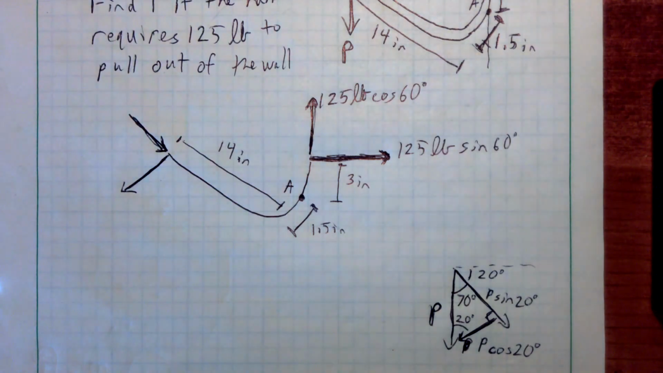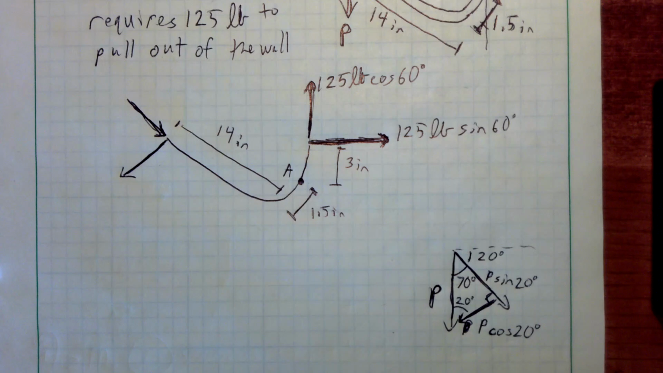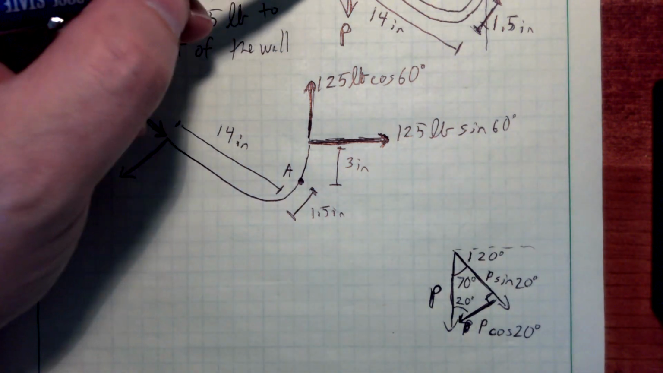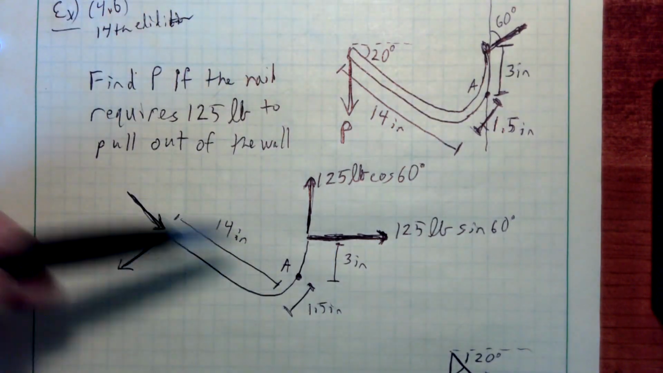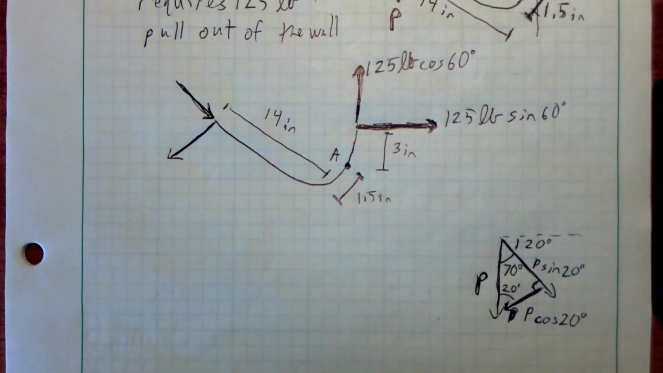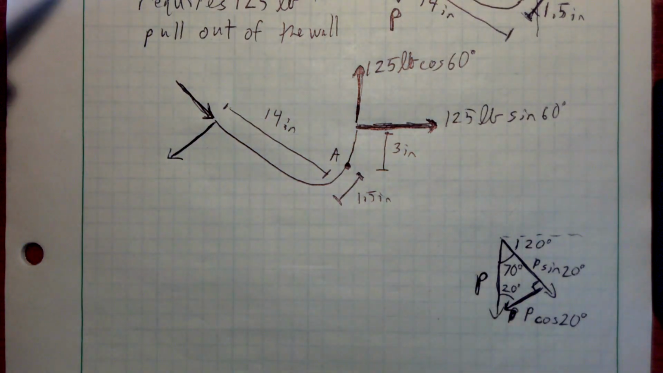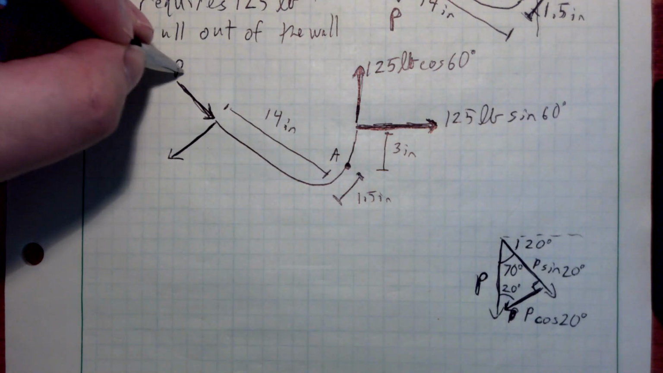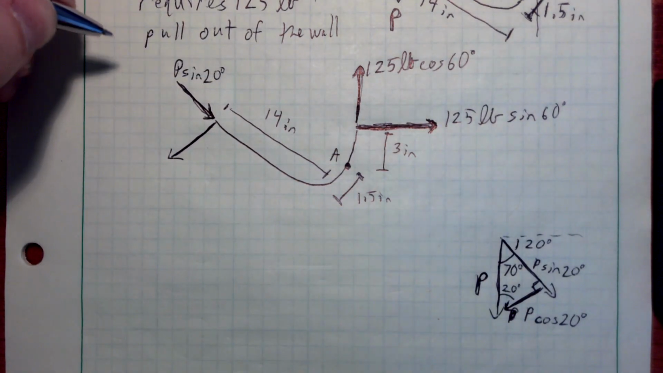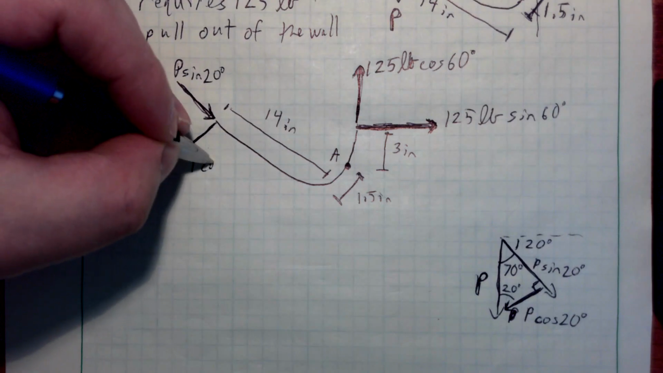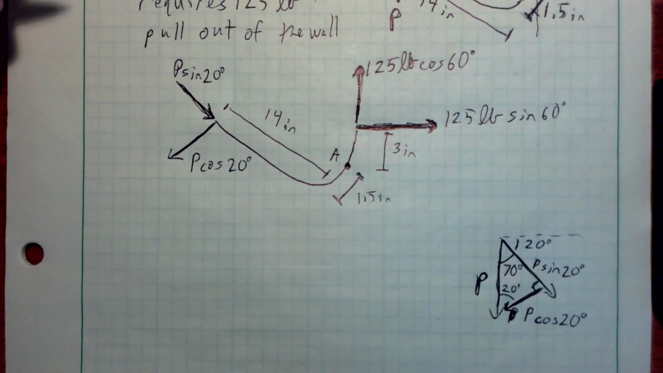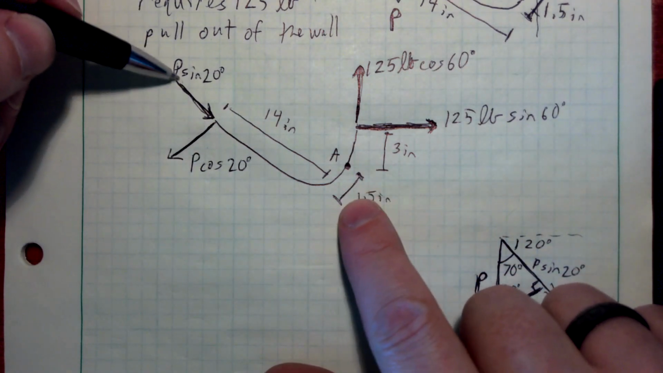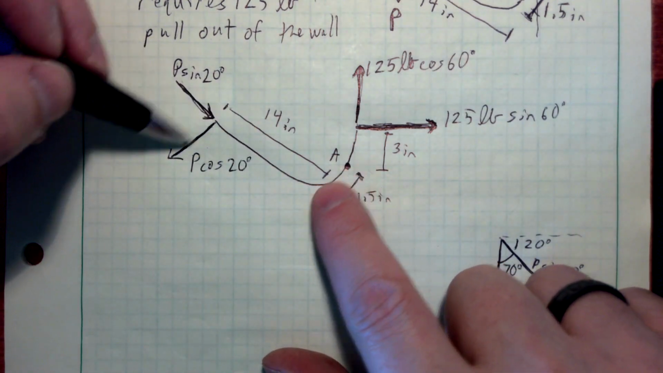I know that's a bit of a stretch, I'm hoping this helps. And again, seriously, if you want to just draw P, resolve P into its X and Y components, and then resolve these distances into X and Y components, that's perfectly fine. There's nothing wrong with that. But if you're okay with this parallel and perpendicular components, then that's how we would break that out. So this would be P sine 20 degrees, and this is P cosine 20 degrees, or P sine 70 if you prefer. And those are distances from point A of 1.5 inches here for the sine 20 and 14 for P cosine 20.